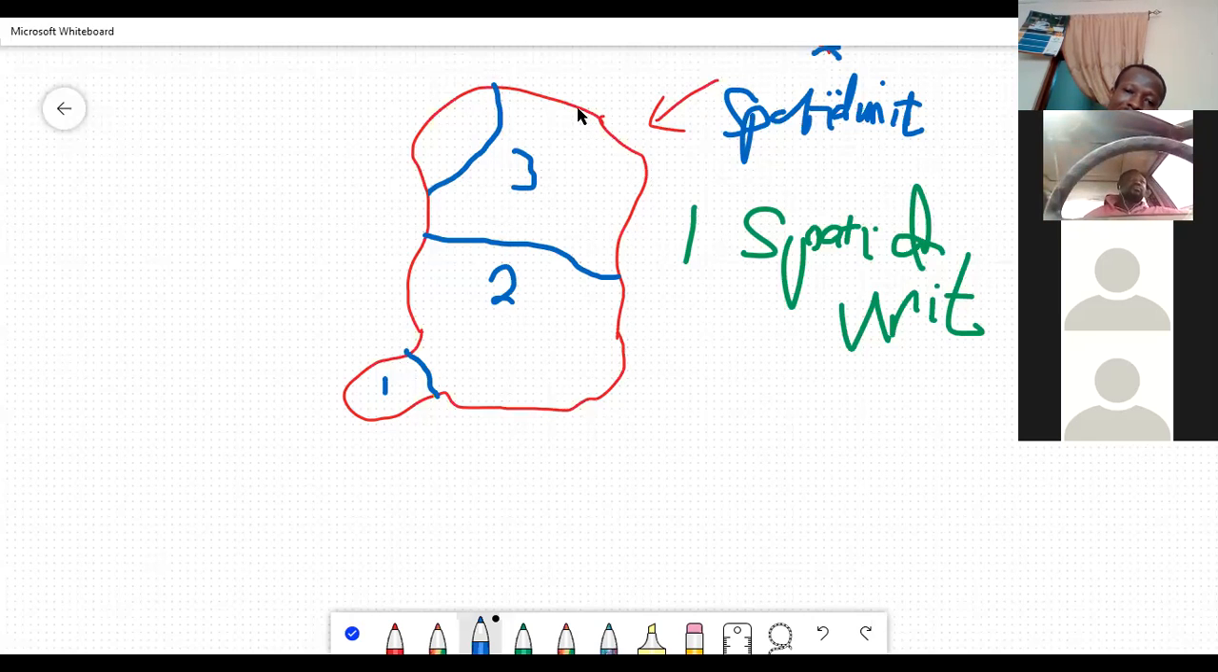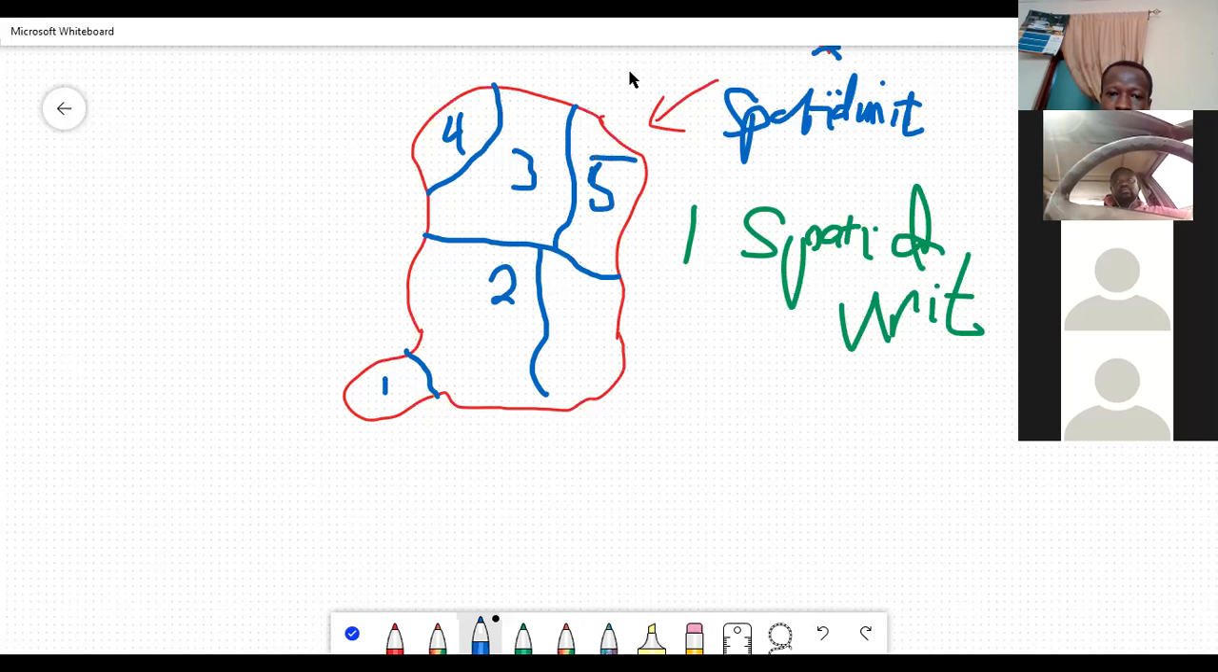So it can be done. This is what the white man did when they came. They subdivided the African continent. First, they mapped it, and then they started subdividing it into different spatial units. But it can be done anyhow.